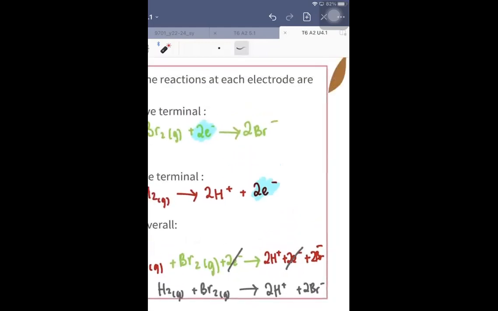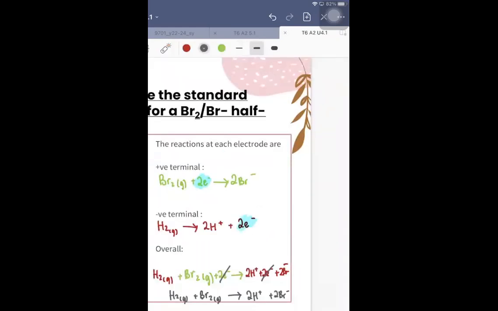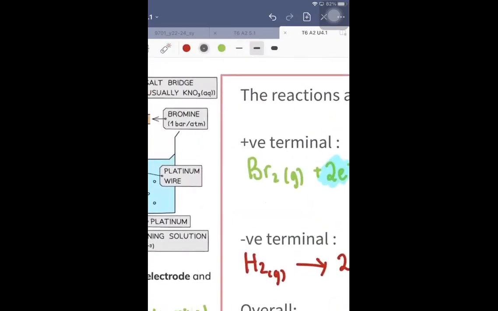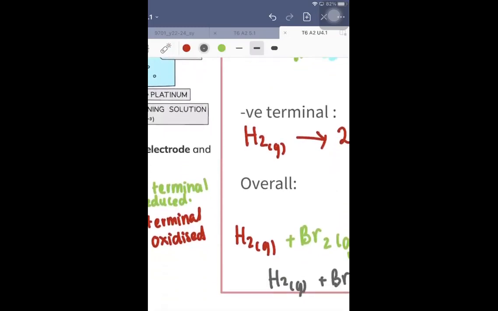Okay, so this is a type of redox reaction. The hydrogen is being oxidized to hydrogen ion, and the bromine is being reduced to the bromide ions. The E cell for this, as it appears on the voltmeter, is plus 1.09 volt. Okay, so I will teach you how to calculate E cell later on.